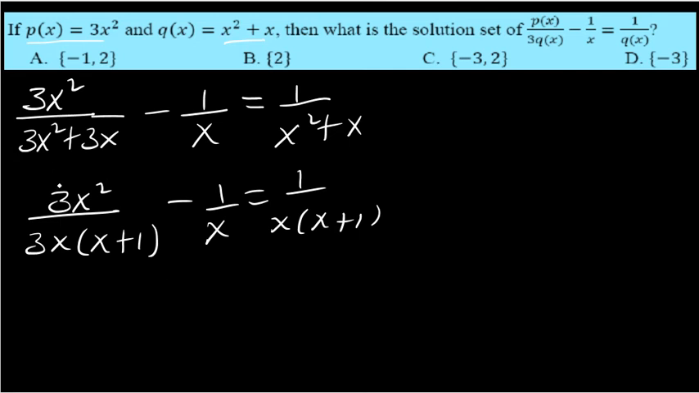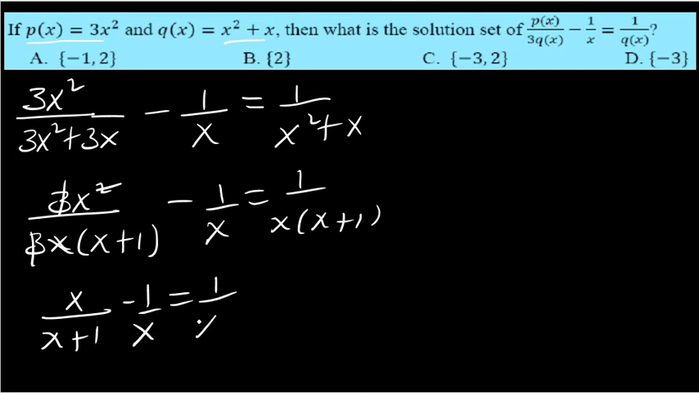At this point we can cancel 3 by 3, and cancel 1x, just x left here. So what we have now is x over x plus 1 minus 1 over x is equal to 1 over x into x plus 1. We need to take care of one thing here. What is that? The x cannot be 0 and x is different from negative 1.